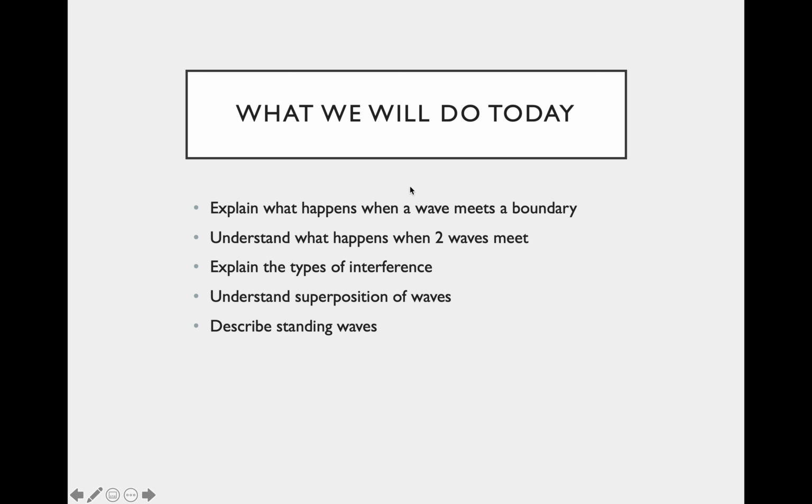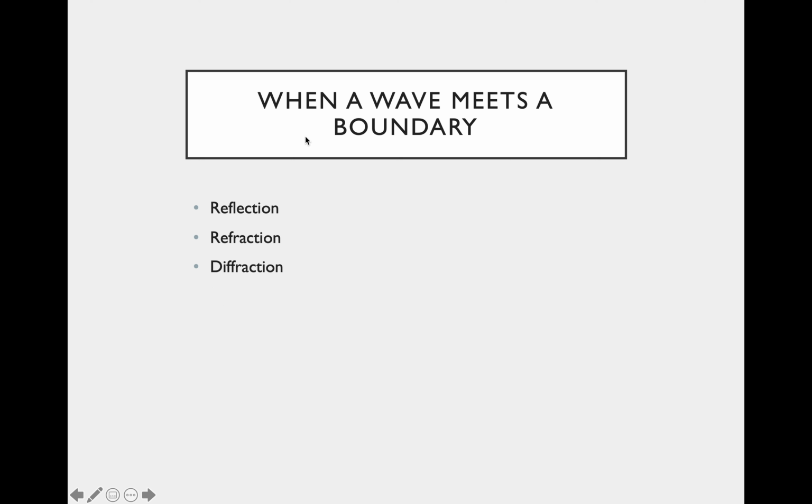So we're going to do a little bit of an extension on the waves here. This is what happens when a wave will meet a boundary, when two waves meet. This is all about the wave behaviour, what they do, how they act. So when a wave meets a boundary, three things can happen.